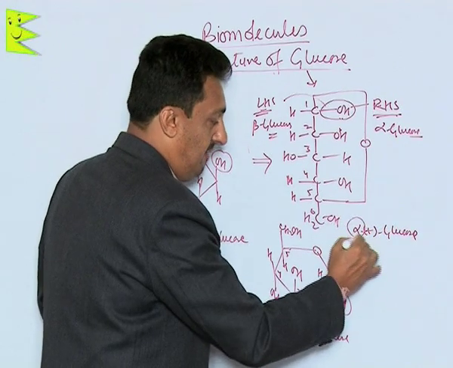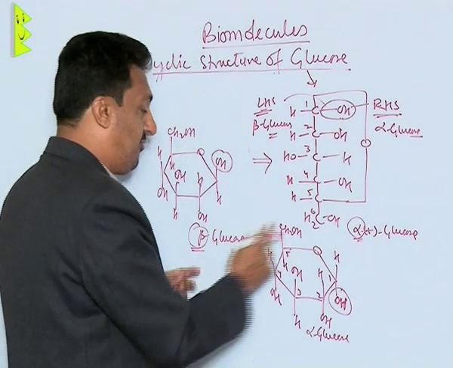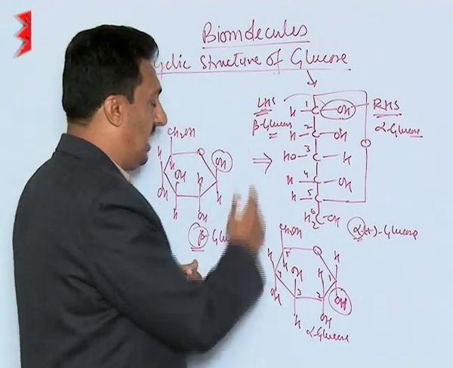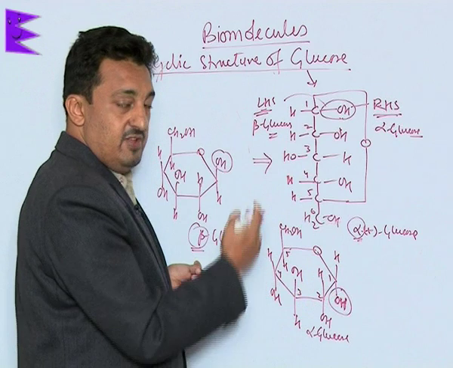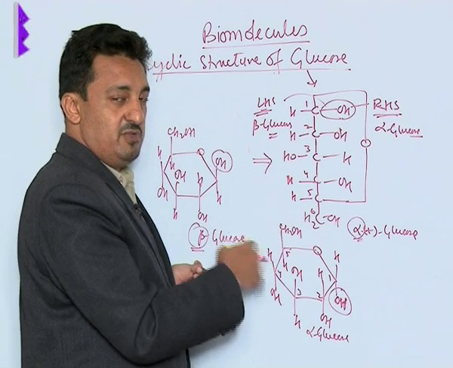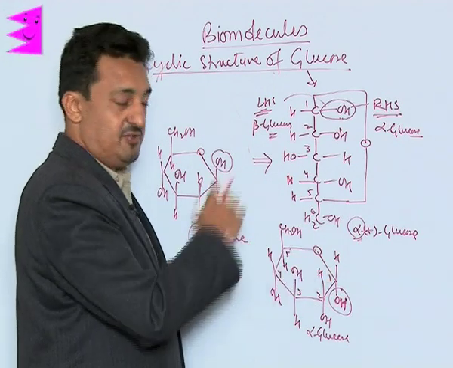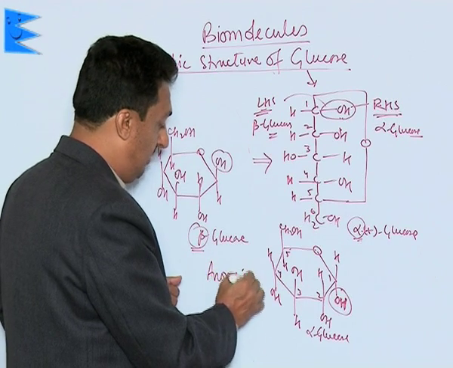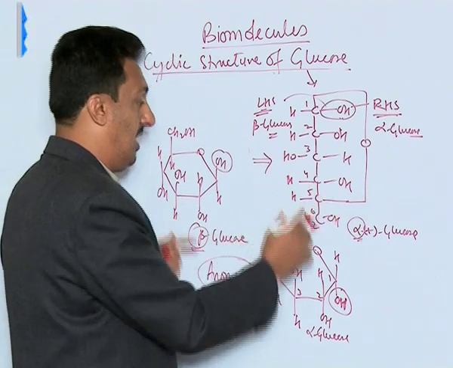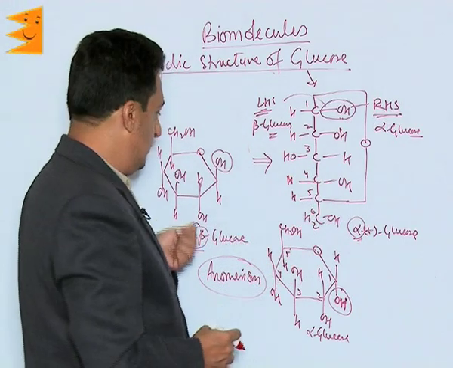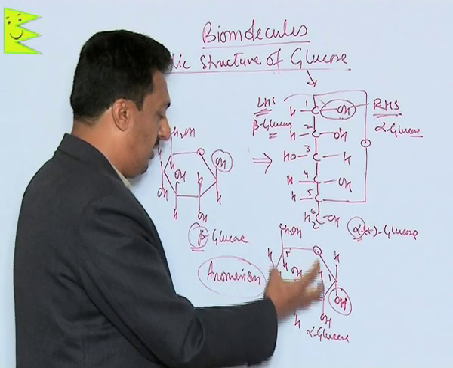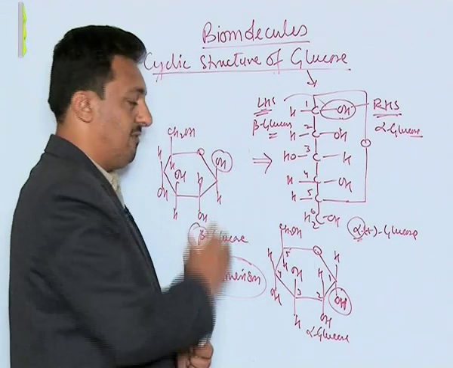So the alpha or this beta gives us what? A special type of isomerism in carbohydrates, in glucose, which is due to the presence of the OH group on the first carbon atom, whether on the right hand side or left hand side. This type of isomerism is called anomerism, and these are called anomers. So this is how we have the cyclic structures of glucose, either in the form of alpha glucose or in the form of beta glucose.